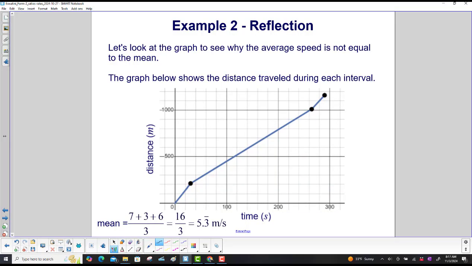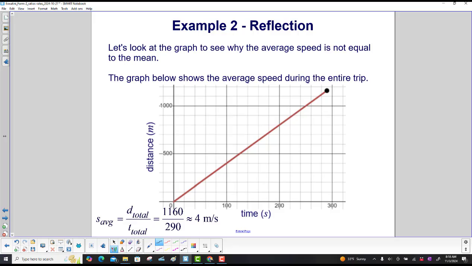Let's look at the graph to see why the average speed is not equal to the mean. The graph shows the distance traveled during each interval. So here's our distance, and here's our time intervals. And from the previous slide, where the mean was calculated, we got 5.3 meters per second.